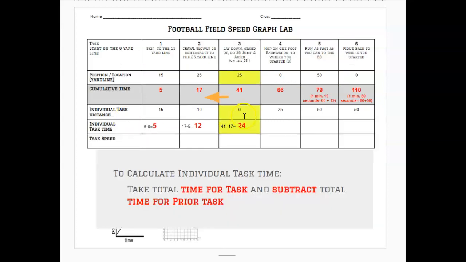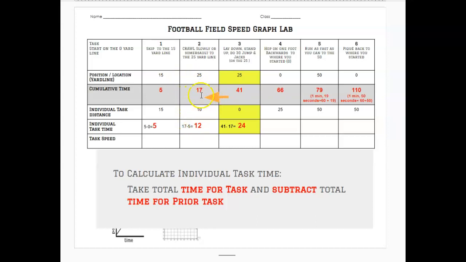After you do that, then you are going to calculate your task time. So remember, the only task time that is the same as the cumulative time is your first task, right? It took me 5 seconds to skip, and that means that's my total time for the skipping task. However, once I crawled and I finished at 17 seconds, it didn't take me 17 seconds to crawl or roll. It actually took me from the time I finished at 5 seconds to 17 seconds. So 17 minus 5 is 12. It took me 12 seconds to roll from the 15-yard line to the 25-yard line.